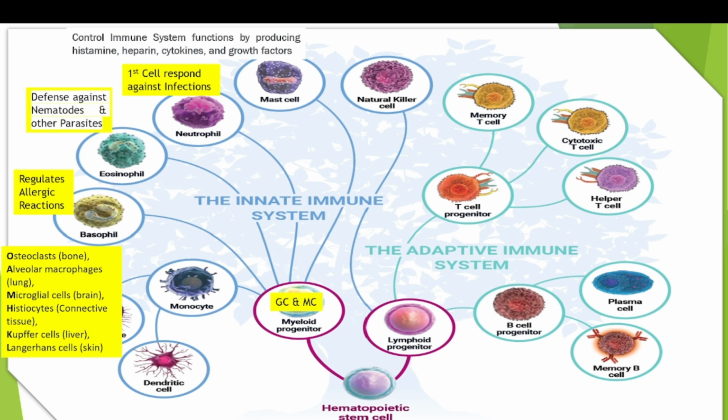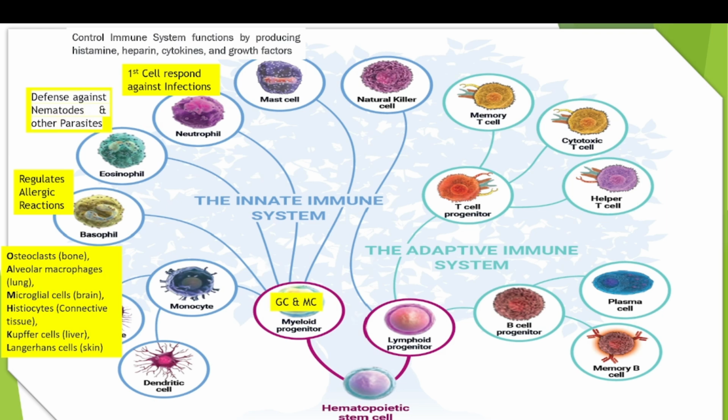Antigen presenting cells means whenever any foreign pathogen or infectious agent enters the body, that infectious agent, bacteria or virus, is taken up by these antigen presenting cells, that is the macrophage and dendritic cell, and presented to the immune system. That's why they are called antigen presenting cells. So macrophages and dendritic cells are popularly called antigen presenting cells, and these are derived from monocytes.